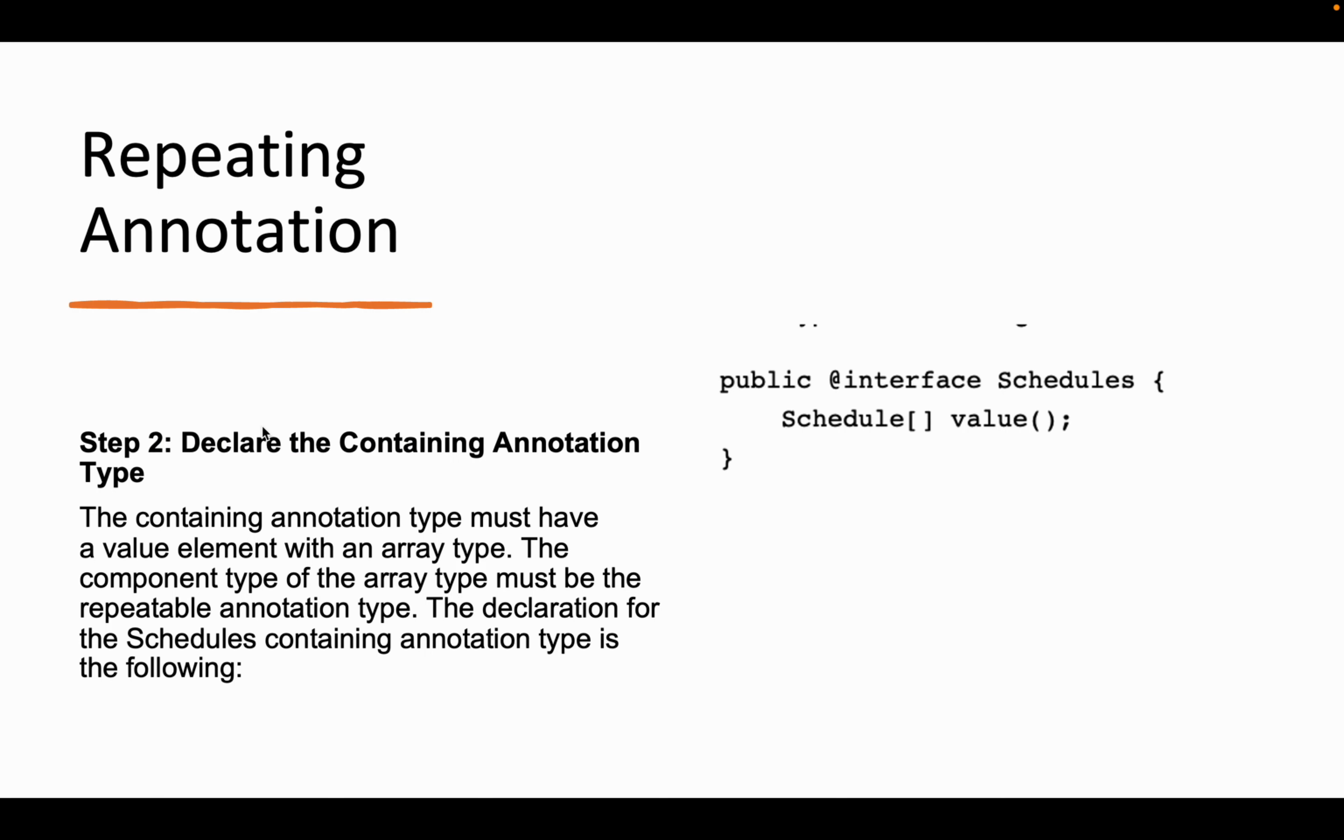The second step, you declare a containing annotation type, and the containing annotation type must have a value element that is an array of the repeatable annotation type. The declaration for the Schedules containing annotation type is as follows. You just say @interface Schedules, then you declare the value, which is an array of the repeatable annotation. Guys, that is all I wanted to say about repeatable annotations. Then we are going to do some coding.